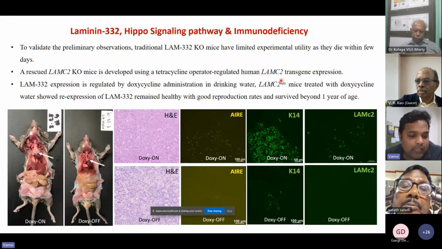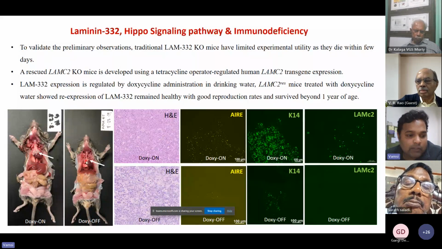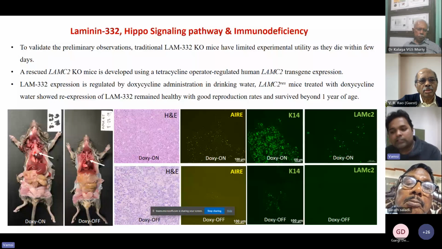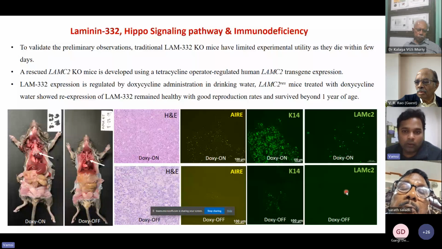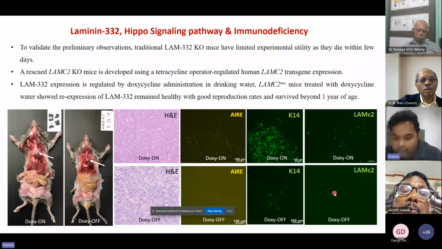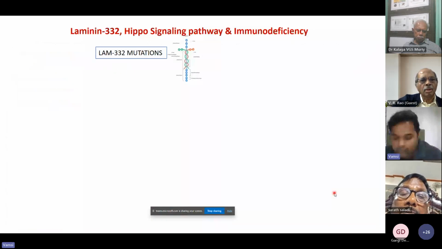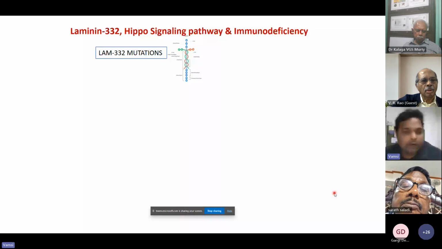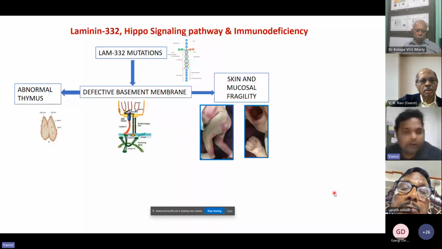In this model, the moment you take off doxycycline, you see that the thymus is getting hypoplastic as compared to the normal thymus over here. In histology, we observed the same thing. And on expression patterns, we saw that the moment you take off doxycycline, laminin gets low. That means laminin, for whatever reason, is actually influencing the organization of the thymus. Our hypothesis was that laminin 332 mutations not only cause a defective basement membrane in the skin, leading to fragility, but also an abnormal thymus, leading to defective immunity, and hence sepsis and lethality.